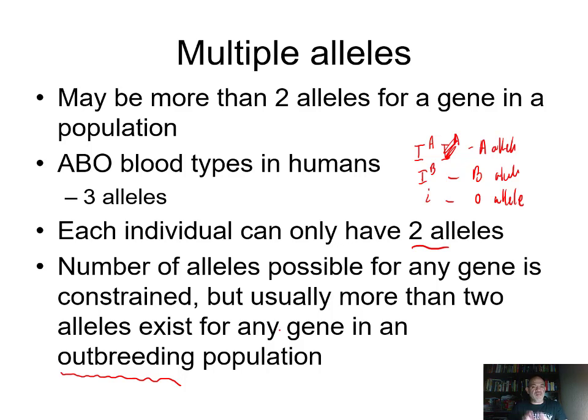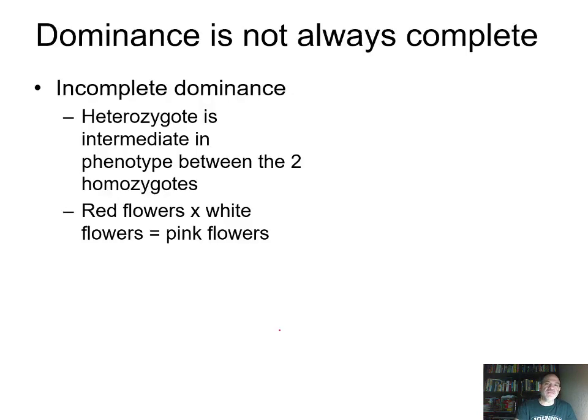True, an outbreeding population tends to have more than two alleles, but individuals can only inherit two. So dominance, here's another situation. We have multiple alleles, we have polygenic inheritance, we have pleiotropy, and these all represent things that are not easily explained by basic Mendelian inheritance patterns. There's another one where dominance is not always complete. We talked about a case where there's no clear dominant or recessive, and one is called incomplete dominance.